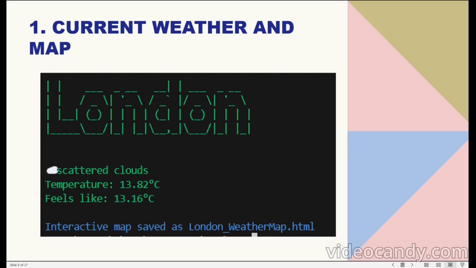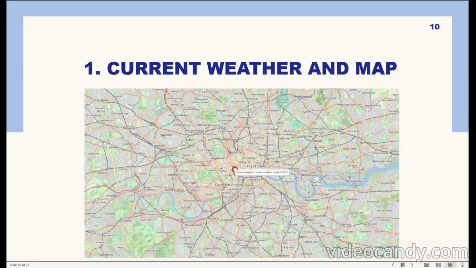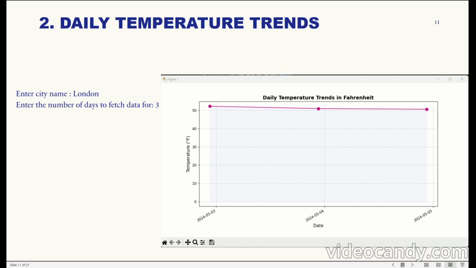I have pre-uploaded this before. The map that I was talking about is this map. As you can see, it's an interactive map that you can hover over and look into the location. If you hover onto the information icon, it will show the current weather over there.